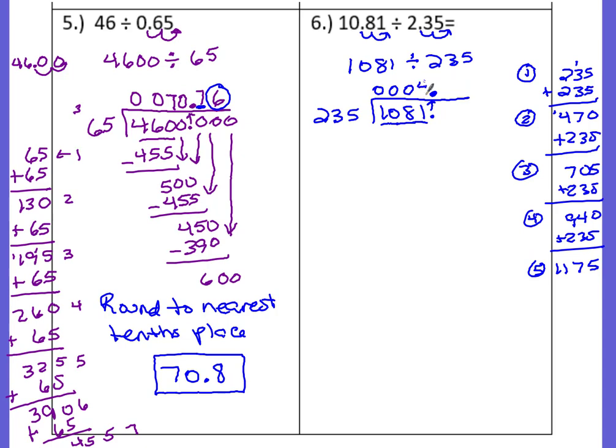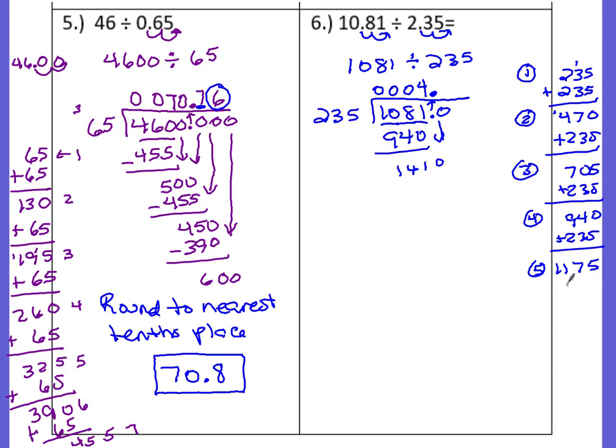So the 4 goes above the 1 and we multiply. We don't have to actually because it tells us right here it's 940. So we subtract. 1. 8 minus 4 is 4, 10 minus 9 is 1. Okay, but we're not going to have a remainder. We're going to keep dividing. So we're going to add a 0, bring it down, 1,410. All right, I think we can add to our factors over here.